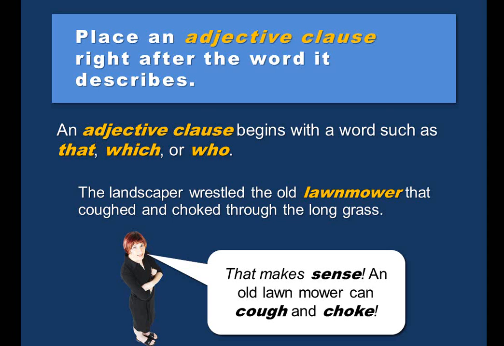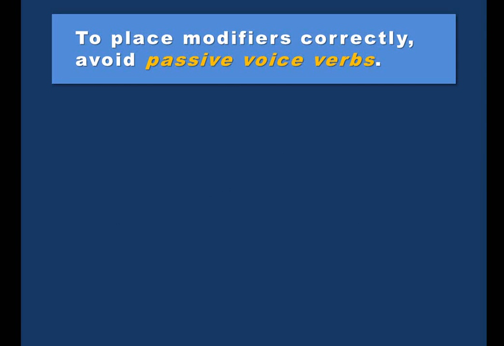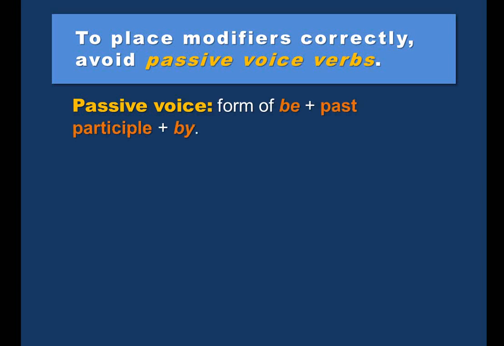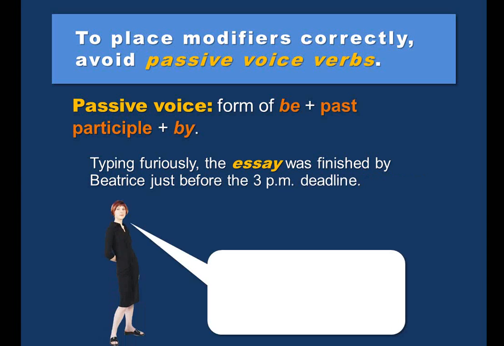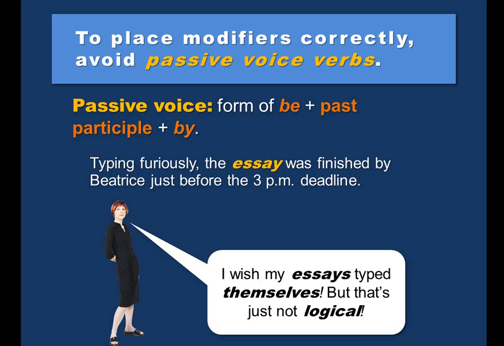Another strategy. To place modifiers correctly, avoid passive voice verbs. This is what we've been saying right from the beginning of the session. Now, passive voice is the form of be plus past participle form plus by. Let's look at this example to understand the concept better. Typing furiously, the essay was finished by Beatrice just before the 3 p.m. deadline. Typing furiously. Was the essay typing furiously or was it Beatrice? It was Beatrice. So the correct sentence would be typing furiously, Beatrice finished the essay by the 3 p.m. deadline. As we saw, avoid passive voice constructions.